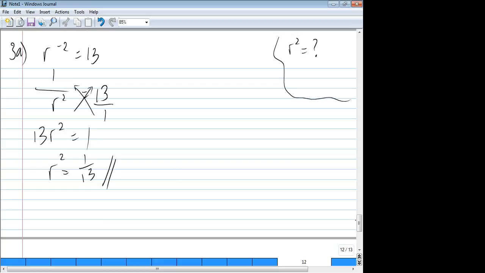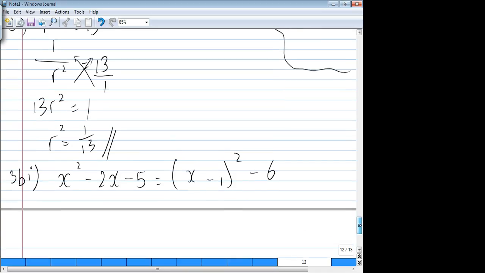Okay, completing the square for 3b. I am not going to show you the steps because you should already know. What I'm going to do instead is to show you the final answer for 3b part 1. So x squared minus 2x minus 5 is equal to x minus 1 squared minus 6. Okay, this is the answer for b part 1.